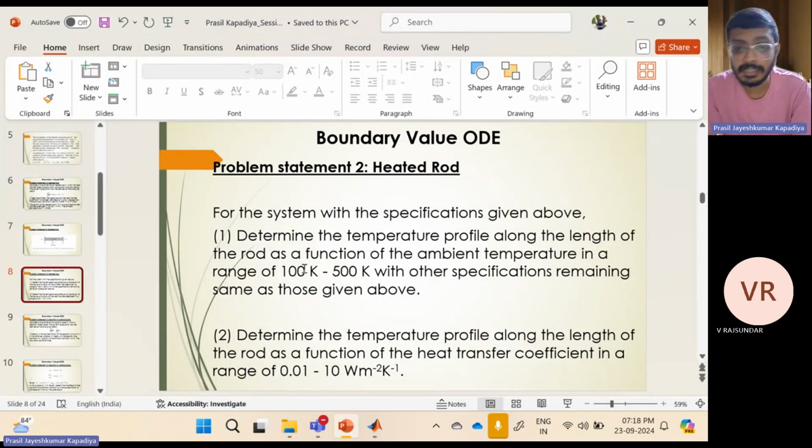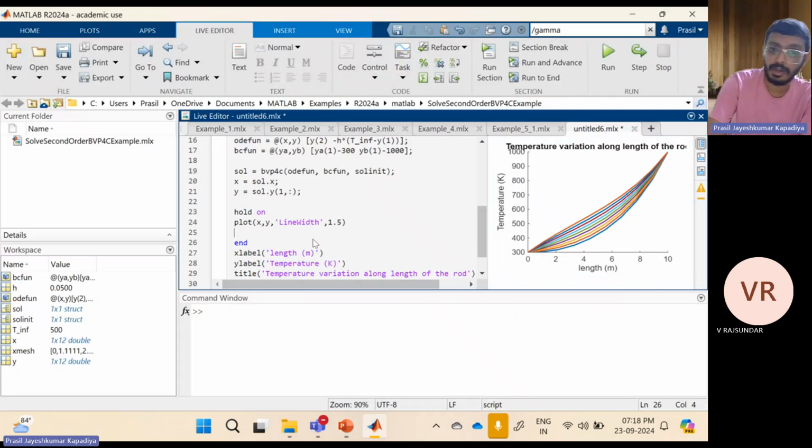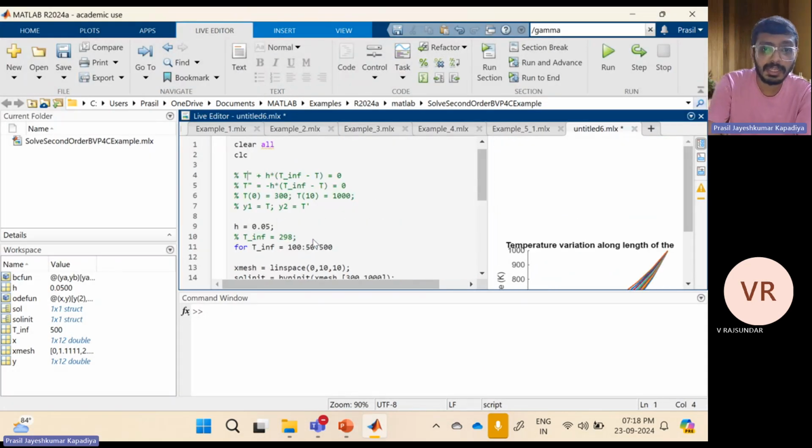Now the second part is to determine the temperature profile along the length of the rod as a function of heat transfer coefficient in the range of 0.01 to 10. So now we are supposed to vary the heat transfer coefficient. We will do the same thing. Now our T infinity is fixed. Our H is not fixed. So I will modify my for loop.